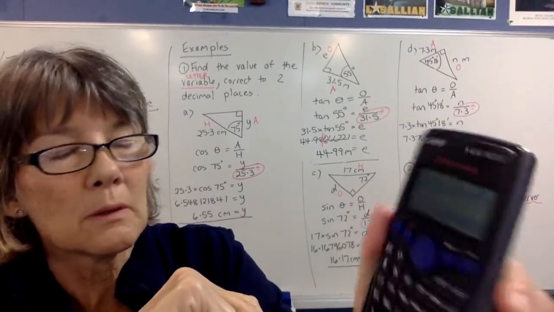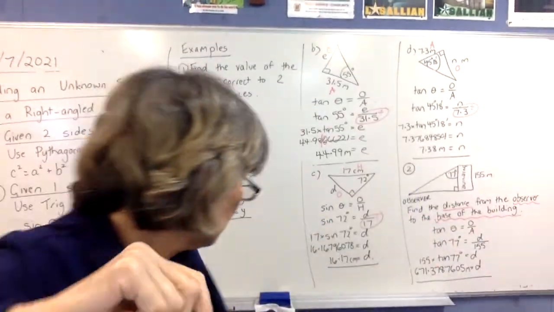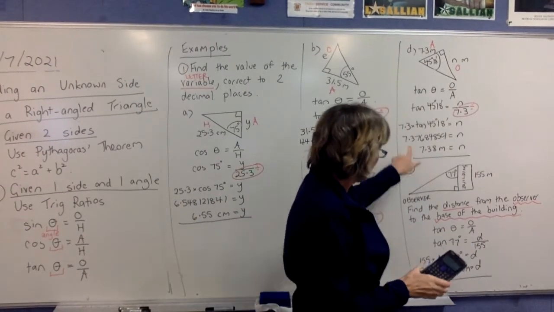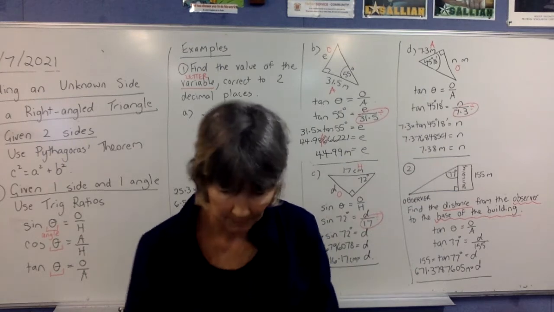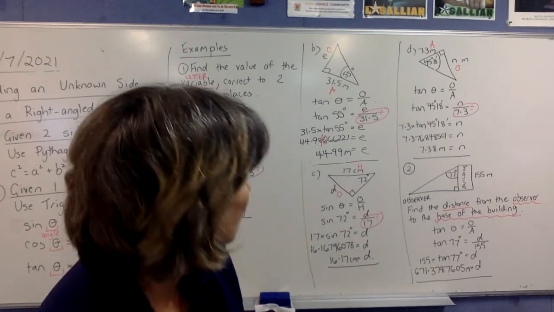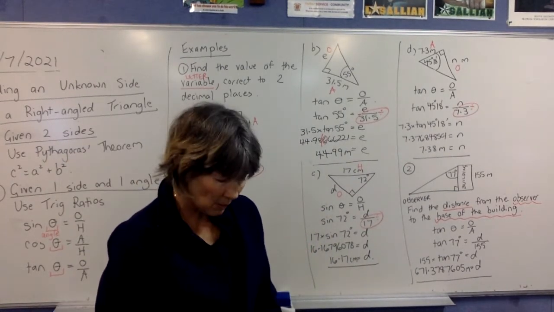Press equals. And we get our answer. There it is there. And then we're rounding it off to 2 decimal places, which you should know by now how to do that, 7.38 metres. Okay, the last one.